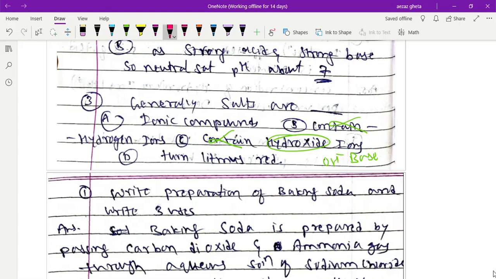So obviously the salts are which compound? Ionic. When you put it in water, it will give you Na+ and Cl- ions, so it is ionic. Is it clear? Understood, everybody?